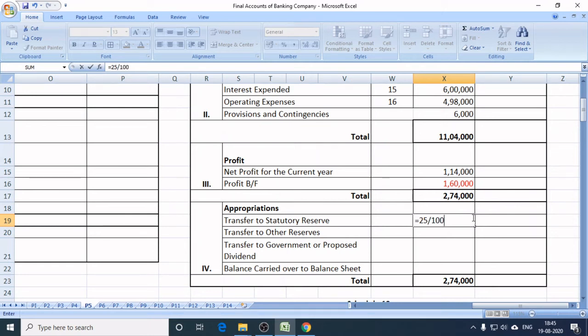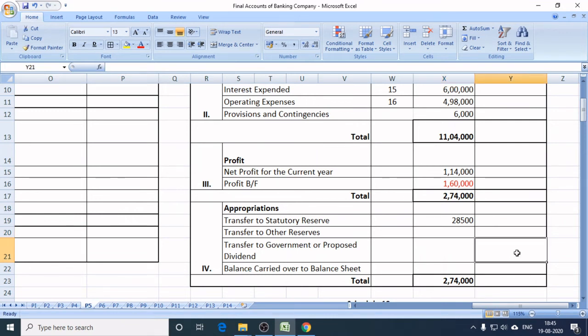25 percentage as per section 17 of Banking Regulation Act 1949, and we have to make this provision in case of every bank which is incorporated in India, and that too before declaring any dividend, and of current year profit only, and current year profit is 1,14,000. So of 1,14,000, transfer 25% to statutory reserve. So this is 28,500.